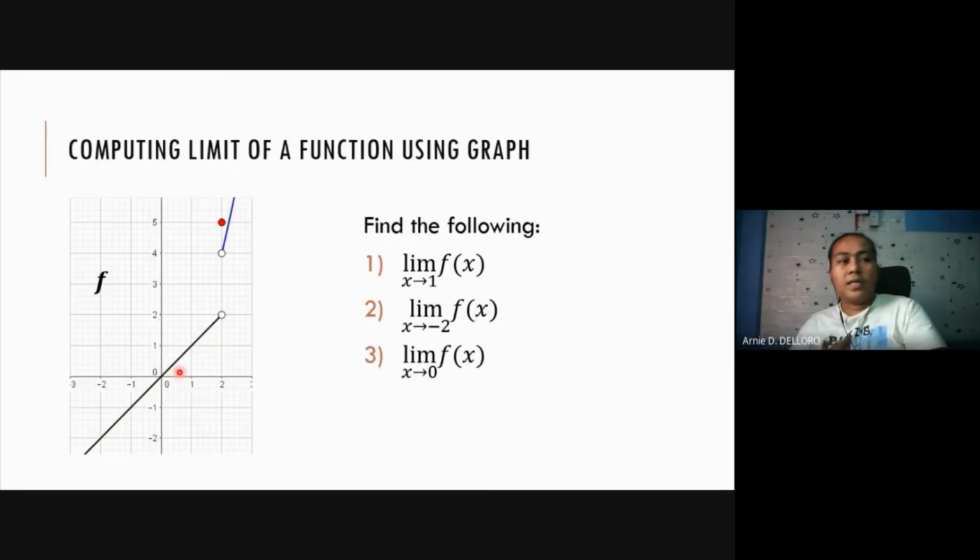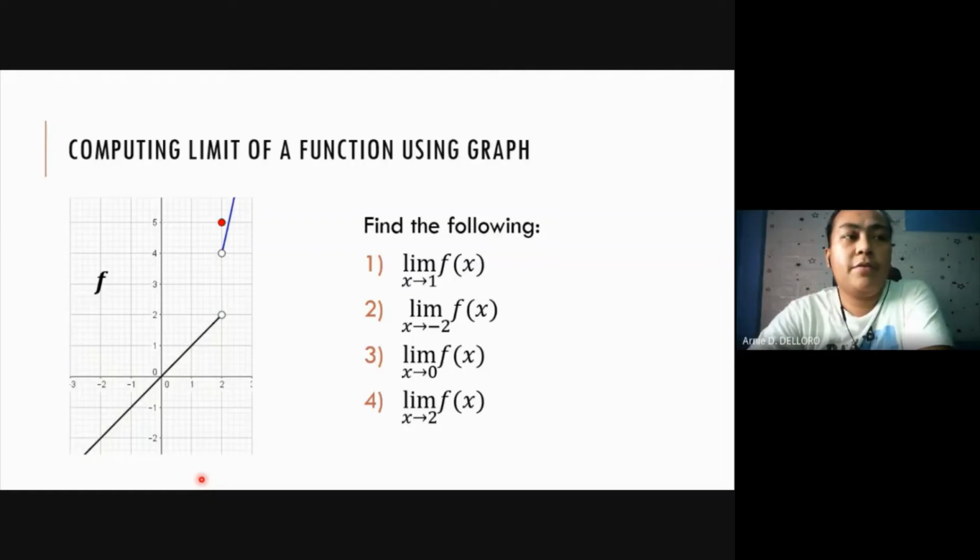Sige, let's have this one. The limit of f of x as x approaches 0. So same case of 1 and 2. Ano yung value na tinutumbok as x approaches the origin from the left? At ano yung tinutumbok na number as x approaches 0 from the right? Okay? Di ba 0 lang naman doon? Okay? So in this case, we have the limit of f of x as x approaches 0 is equal to 0. Okay?